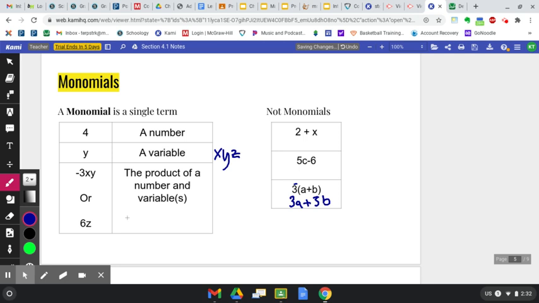However, if I have 3a and then I have negative 7b, this is a monomial because I can multiply this and get negative 21ab, right? Single term. There's no plus or minus separating them after we do multiplication. All right, and we'll look at some examples of those as well.